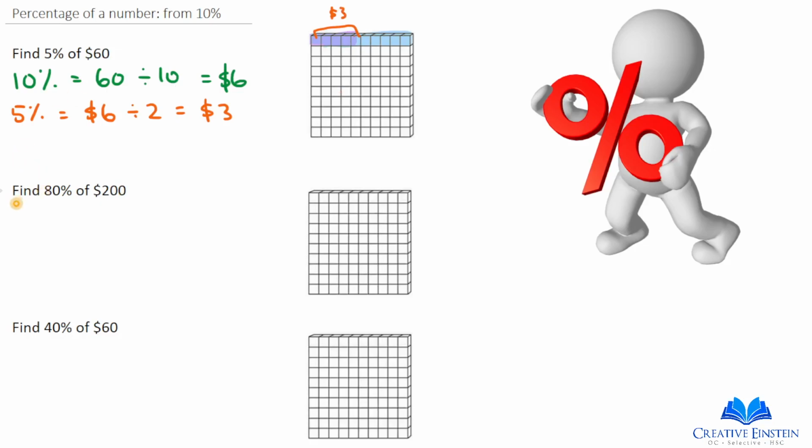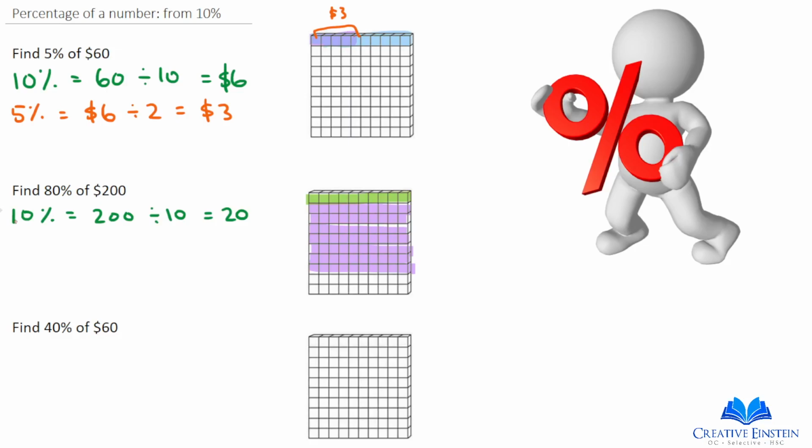Let's look at our next example. Find 80% of 200. So again, we're going to start with 10%. We know that 10% is equal to 200 divided by 10, which equals 20. So we know that 10% here is equal to 20. But again, we don't want 10% this time. We want 80%. That's 20, 30, 40%, 50, 60, 70, 80%.